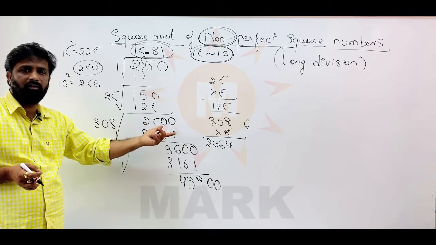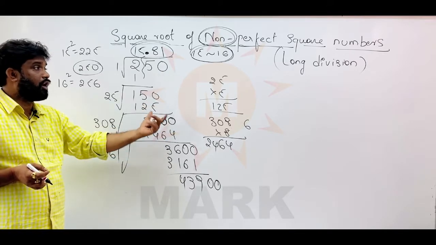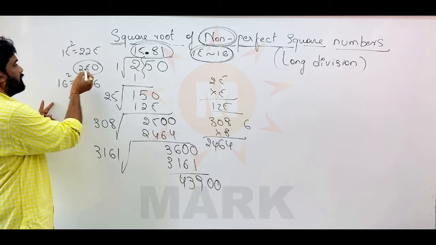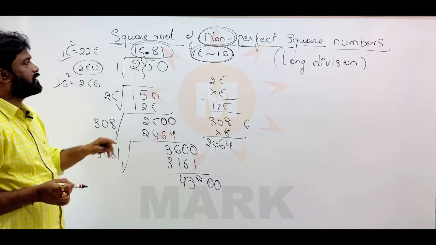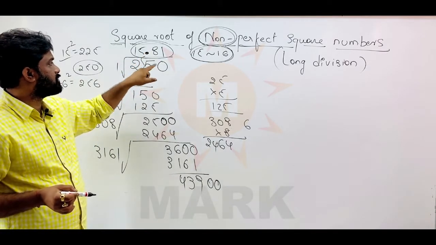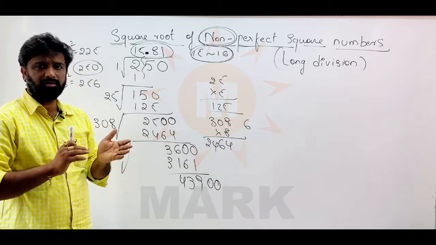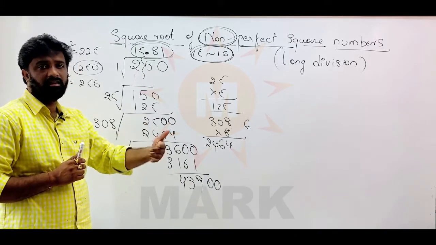Then only you can find the answer. That is the procedure for finding the square root of a non-perfect square number by using the long division method. So obviously I said the answer lies between 15 and 16. Clearly we know why. So the answer for the square root of the non-perfect square number 250 is 15.81. Approximately you will get the same answer if you check in the calculator also. Now we will check for another number.